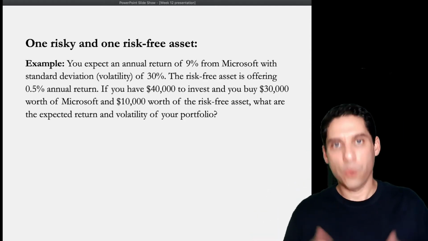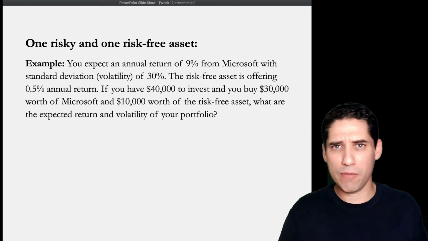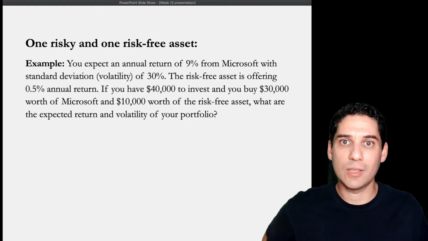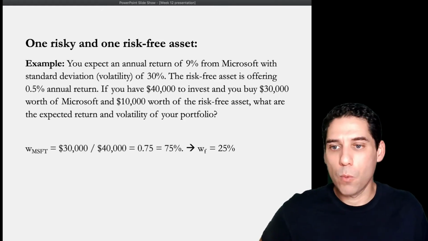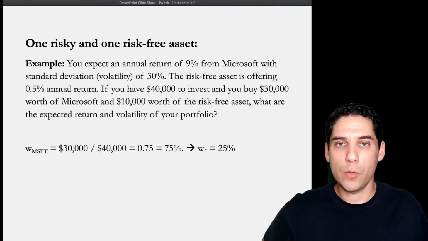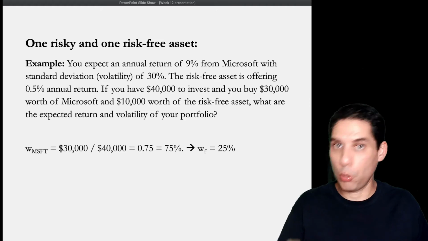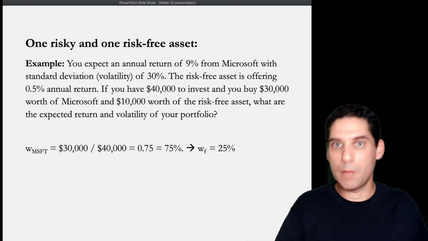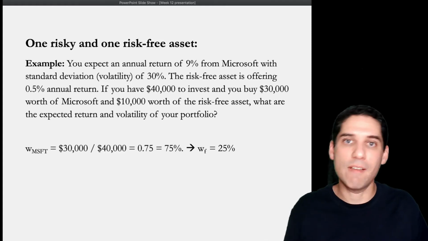Okay, so for both of these, we need a portfolio weight. So whenever you have a portfolio construction problem, figure out what the portfolio weights are. We can pick either one, but let's start with Microsoft. Portfolio weight of Microsoft equals amount invested in Microsoft, which is 30,000, divided by total amount invested in the portfolio, which is 40,000. So that's 0.75, 75%.